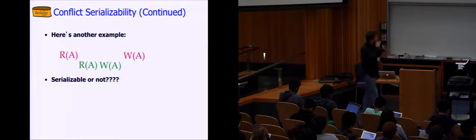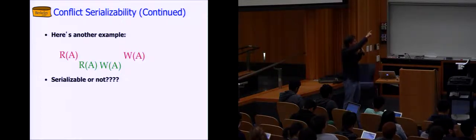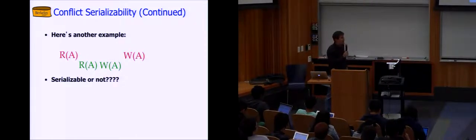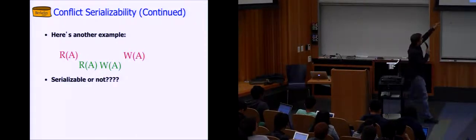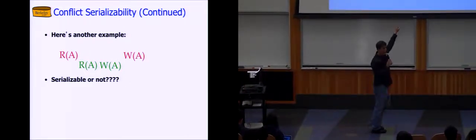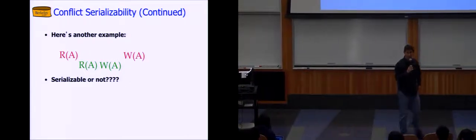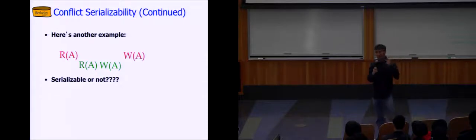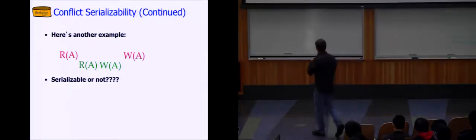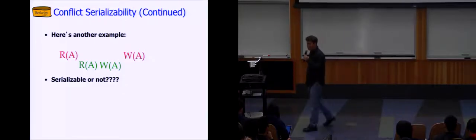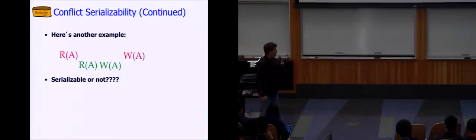Here's another example. Read of A, and then read of A, write of A, and then write of A. Is this conflict serializable or not? Well, let's try to move the red W to the left. Can we swap that red write of A with the green write of A? No. Two different transactions, same object, both of them are writes. So they are in conflict with each other. We can't reorder them. So we can't make the red transaction happen before the green transaction and get the same outcome.